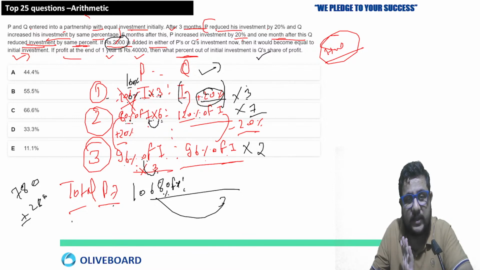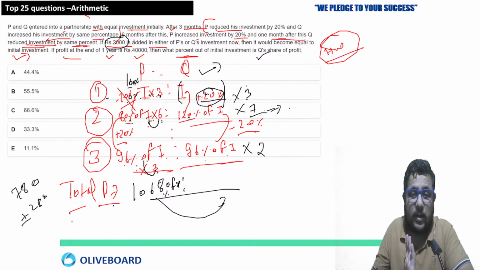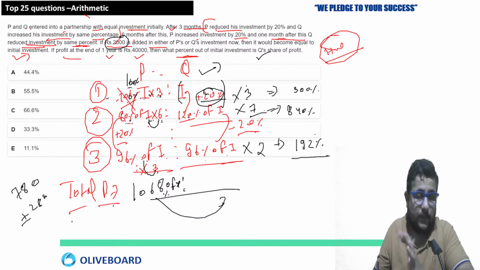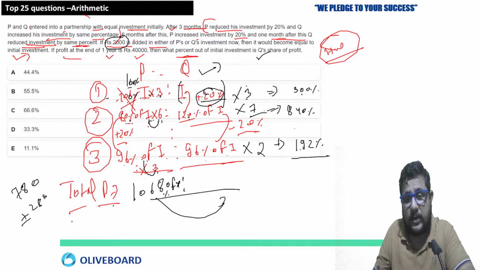But 300% hike plus 120 into 7, it is going to be what? This is going to be 840%. And here you will get what? For Q I am calculating 300% of I. Here 96 into 2, 192%. Clear? Very good. So just add 1140, so 1332. So 1332% of X. So percent to percent cancel, X to X cancel.